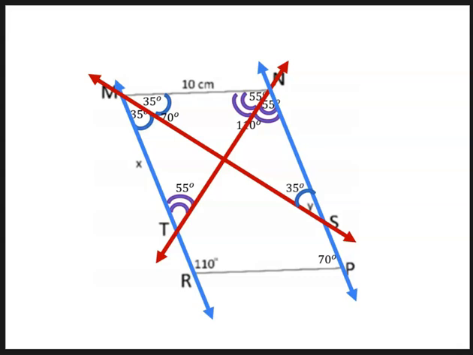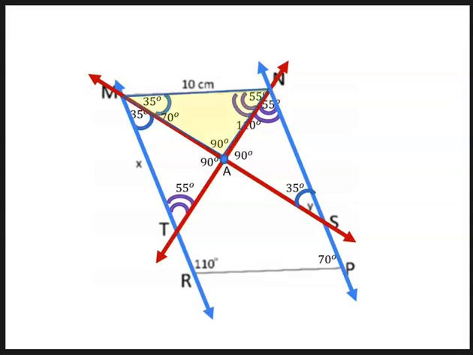Since 35 plus 55 is 90, the third angle in each of the triangles formed must be 90 degrees. This means that segments MS and NT are perpendicular. Let's label the intersection point of MS and NT as A.